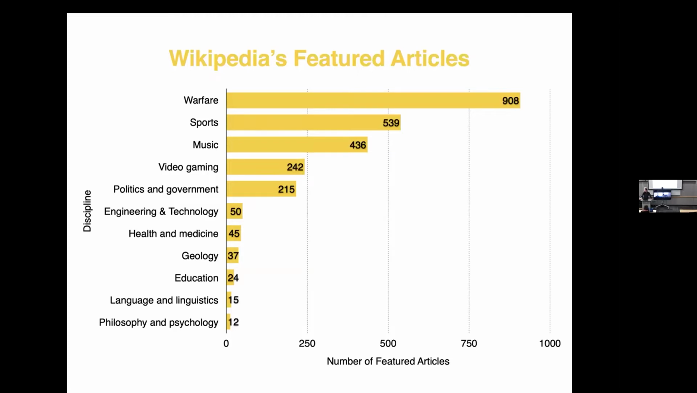These featured articles go through a rigorous peer review process and are deemed the highest quality in the encyclopedia. As you can see, warfare, sports, music, and video games have more featured articles than, say, engineering, health, medicine, geology, education, language and linguistics, philosophy, and psychology.